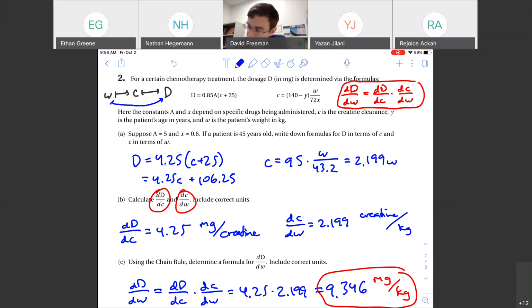And so the chain rule says, if you know how D depends on C and you know how C depends on W, then you just multiply them, and then you know how D depends on W. That's what the chain rule is telling us. On a practical level, what we've got to do is find those intermediate derivatives. First we got formulas for them in part A, then we found their derivatives in part B, and then we said, okay, the chain rule says to multiply them in part C, and that gives us the derivative we wanted.